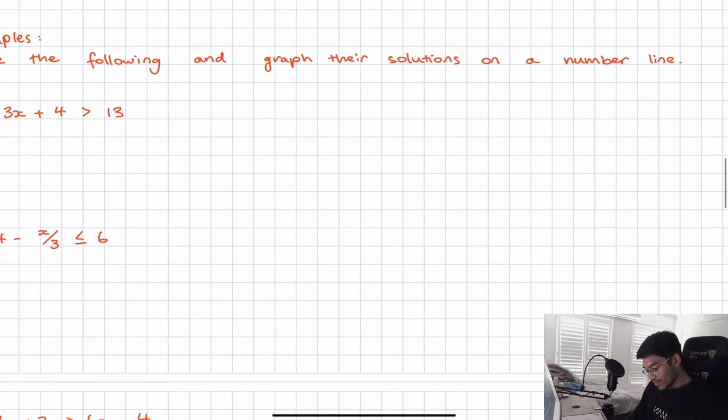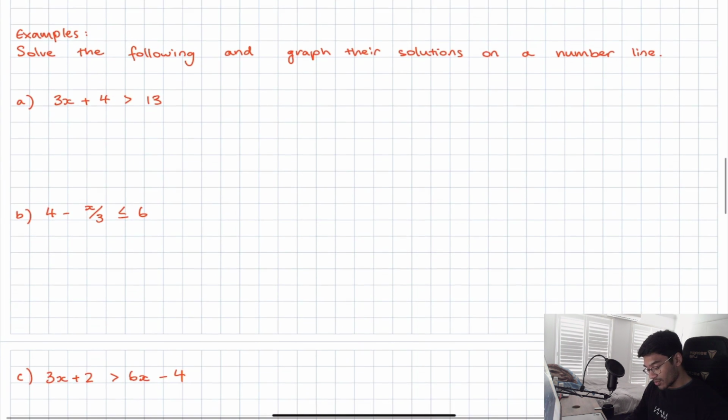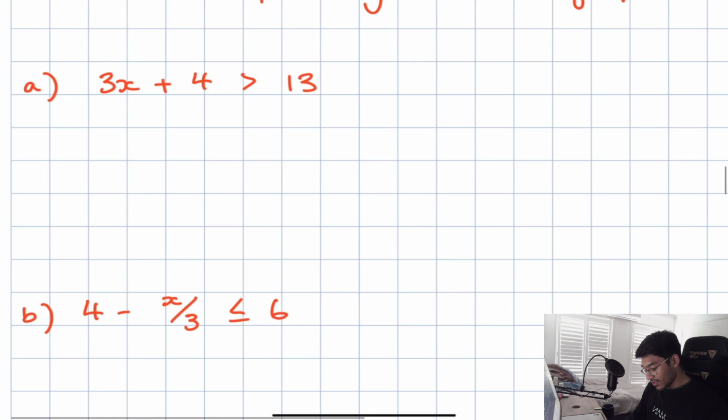Alright, so looking at the examples, solve the following and graph their solutions on a number line. So we have 3x plus 4 is greater than 13. Now I'm going to treat it as if it's an equal sign, and I want to get x by itself. So I'm solving for x. So we have 3x plus 4 is greater than 13. I'm going to get rid of that plus 4.